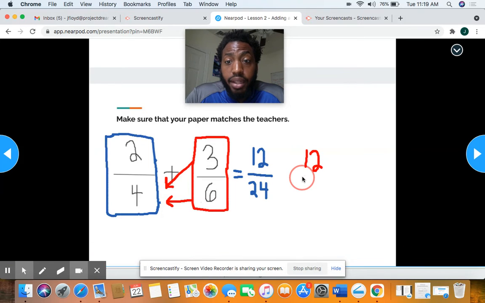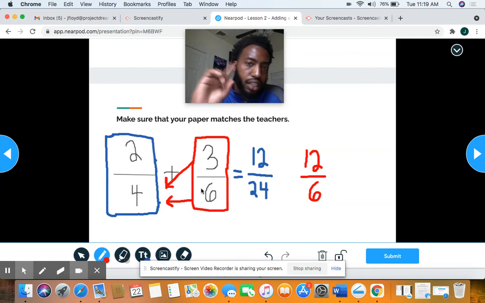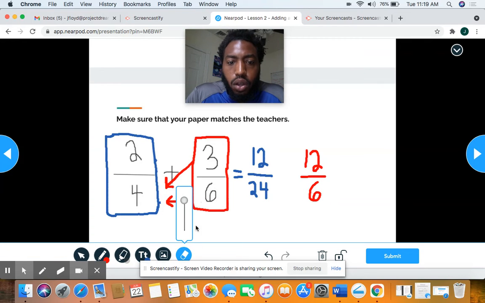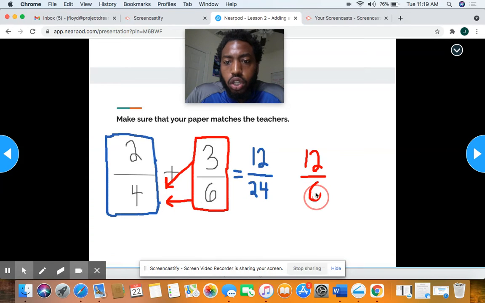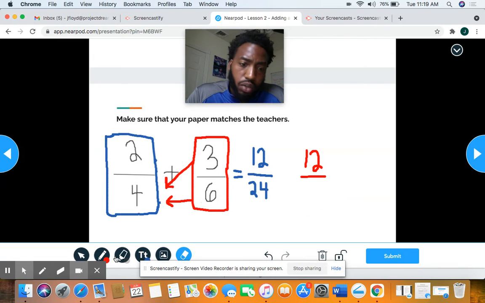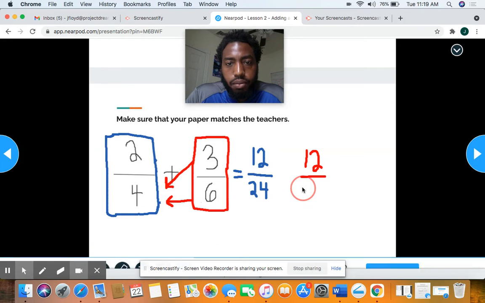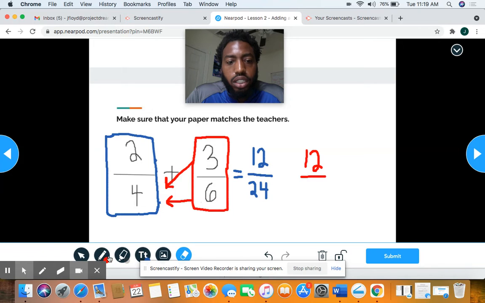I know you may be tempted to go ahead and put the 6 right here, but nope, that is not what we're going to do. We did 3 times 4. Now we're going to do 6 times 4. And you guys know what 6 times 4 is. 6 times 4 is going to be, that's right, 24.